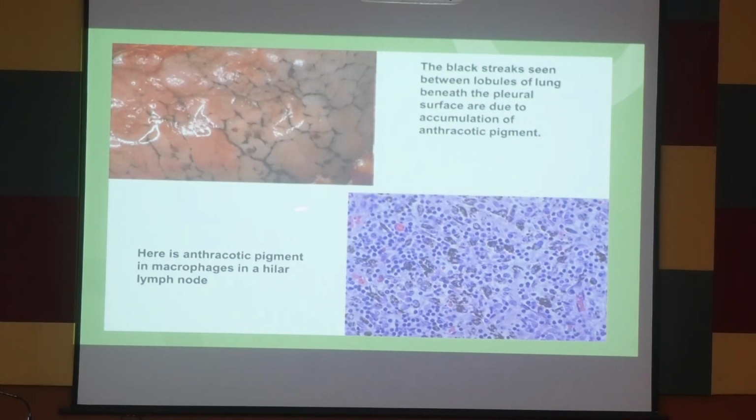And whenever we have a chance to dissect it and make a slide from the tissue, the slide looks like this way. Anthracotic pigment, these are nothing but the alveolar macrophages taking up the black pigment coming from the coal, okay? Can you see these pigments? These are cytoplasmic pigment, intracellular accumulation of pigments, anthracotic pigment in macrophages in hilar lymph node.